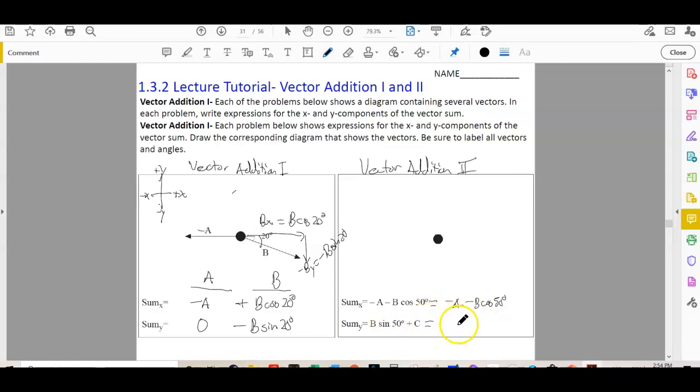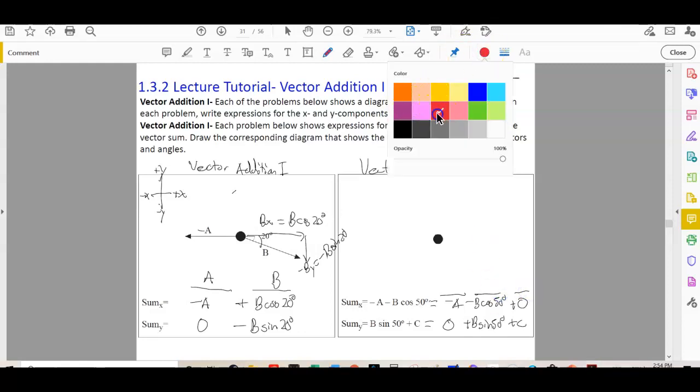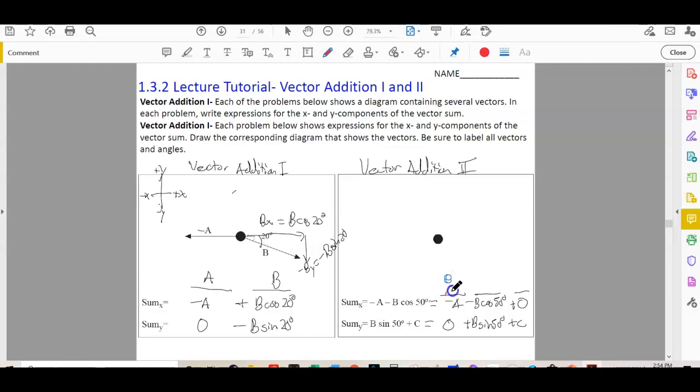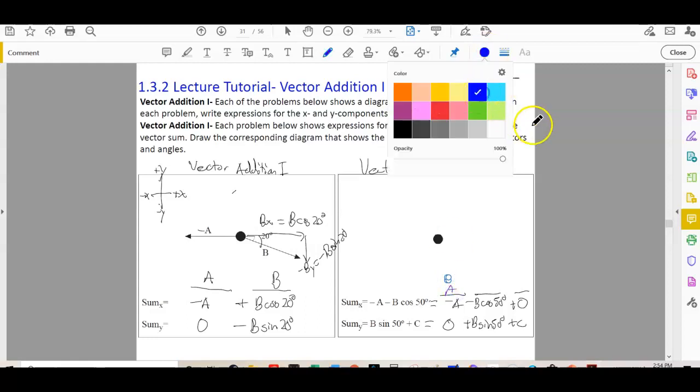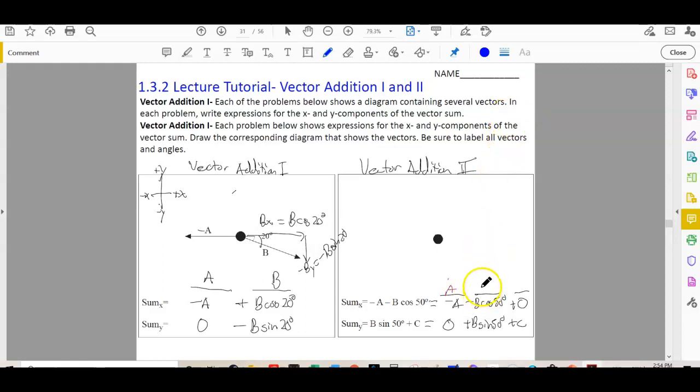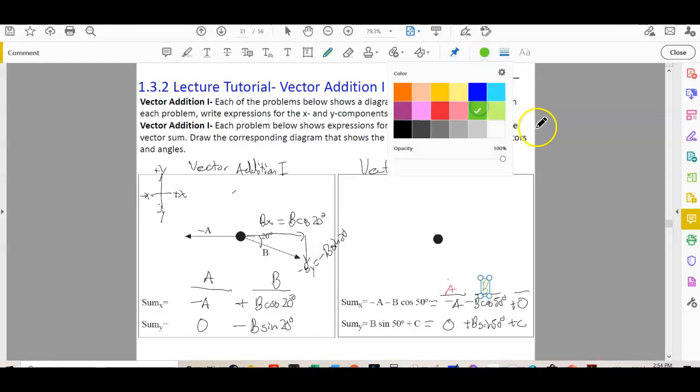Here in the y direction, it has no A vector. It does have a B vector, and it's going to be the sine of 50 degrees. And it has a C vector in the y direction, but not in the x direction. So it goes A, then B, and then C. In fact, I'm going to color those. I'm going to color A red, B blue, and then C green.